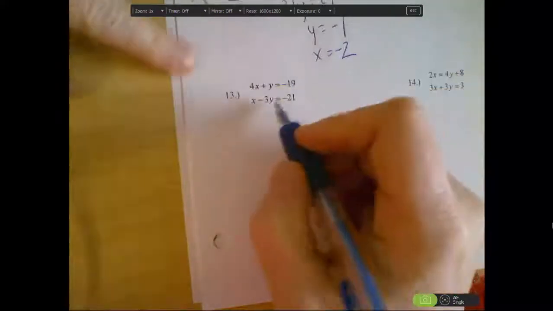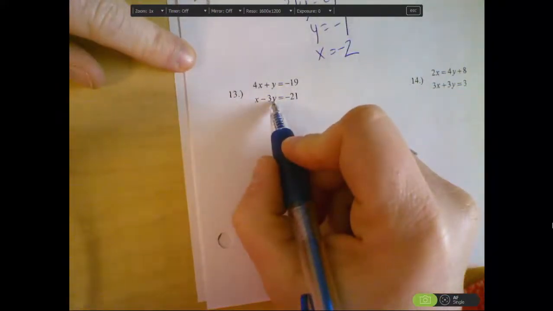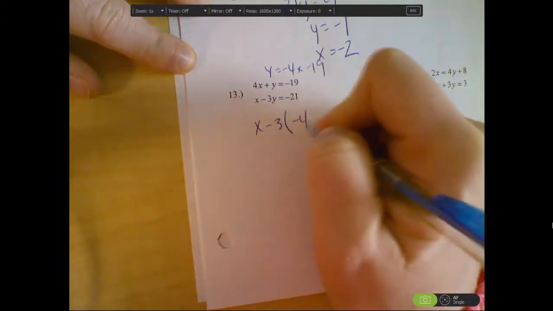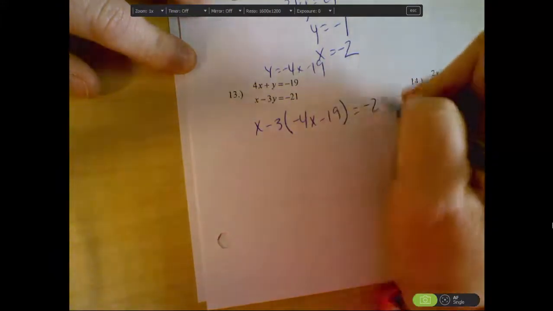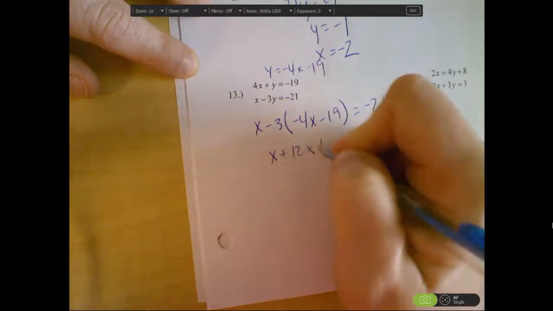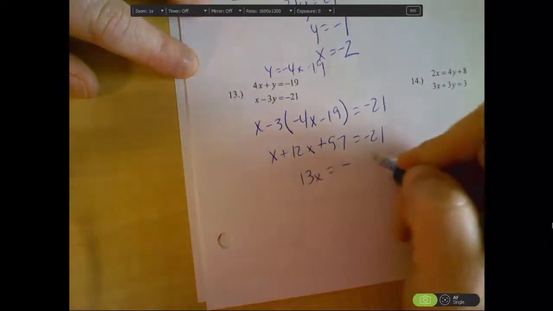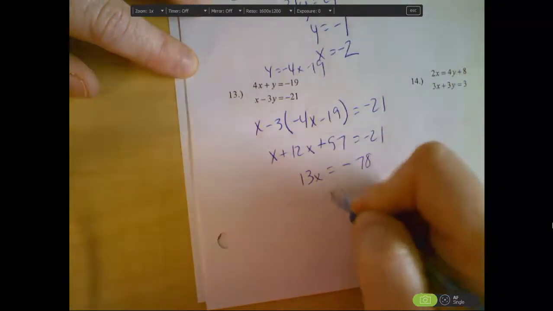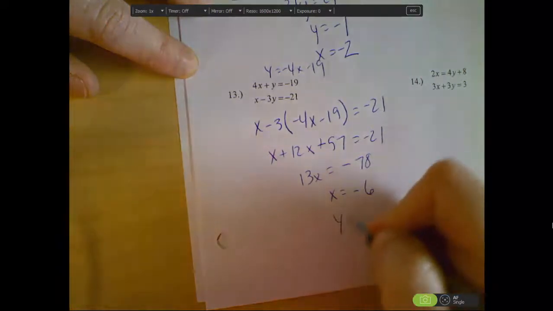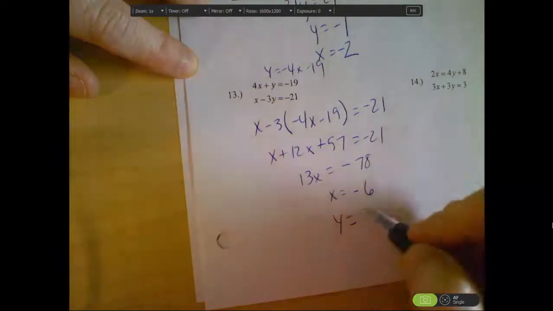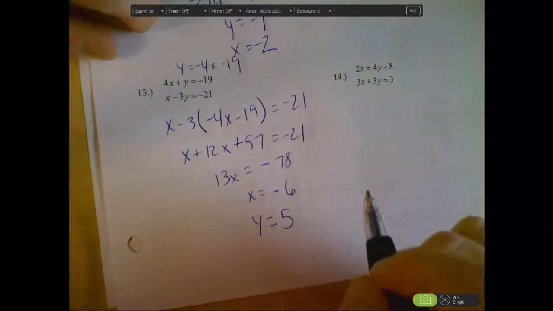Okay? Here, I might use substitution just because I could get that y by itself. Negative 4x minus 19. So now I have x minus 3 times negative 4x minus 19 equals negative 21. X plus 12x plus 57 equals negative 21. 13x equals negative 78. X equals negative 6. Y equals negative 24. And 24. 5? Yes. Okay.